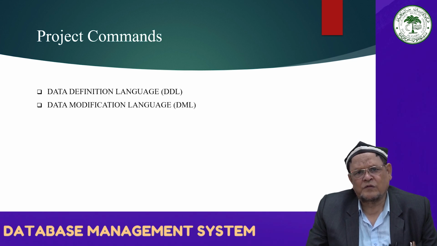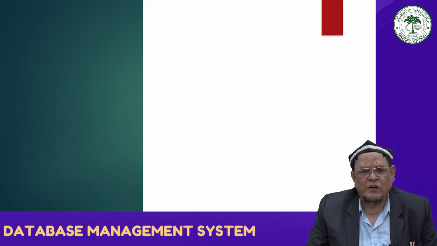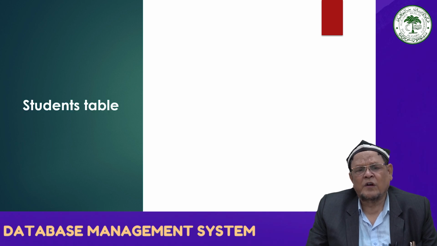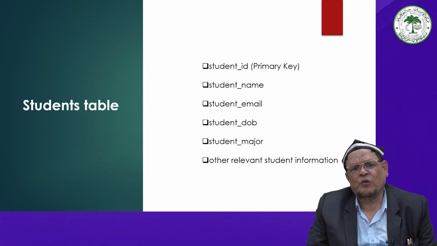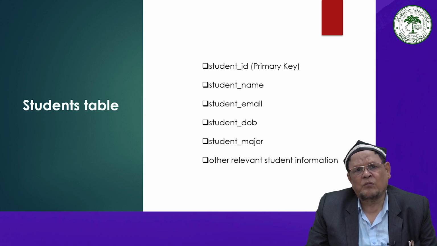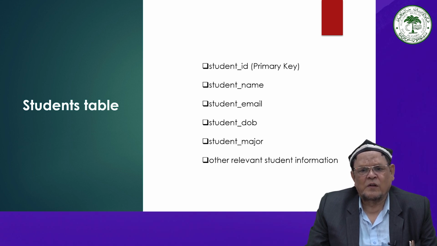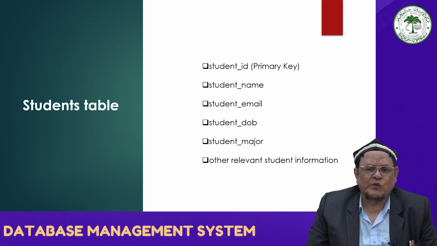I have already explained these in detail with various examples. So today we will create a student table. The student table will contain columns, you can say attributes. A student ID will be the primary key, a student name, a student email, a student date of birth, a student major, and other relevant student information. This table contains 6 attributes you have to create.